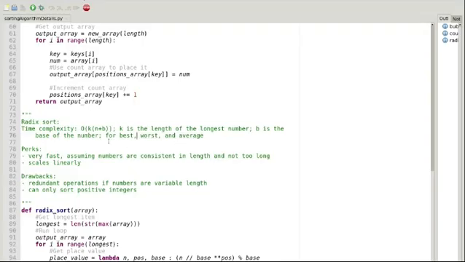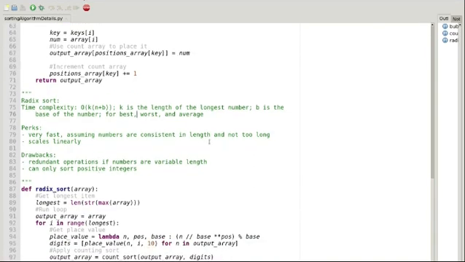So it's actually very fast. It's almost as fast as counting sort, assuming your numbers are consistent in length and not too long. The drawbacks are that there's a lot of redundant operations if you're not using fixed length numbers. You can imagine if you had a number that was 1 digit versus a number that's 20 digits, you're going to have a lot of redundant operations on that 1-digit number. And also because it's using counting sort as a subroutine, it can only sort positive integers, which limits its use case.